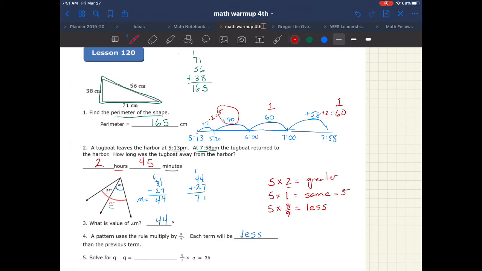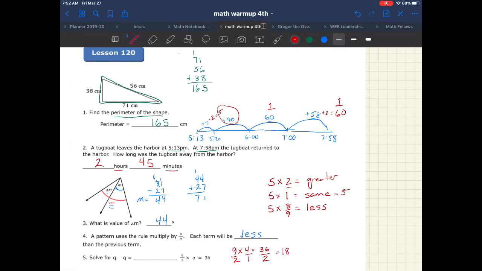Solve for q. Q equals something. So 9/2 times q equals 36. So I know 9 times 4 equals 36, but the thing is that it is 9/2, which means I'm going to have 36 over 2, which means I have to divide by 2. So really 36 divided by 2 is 18.